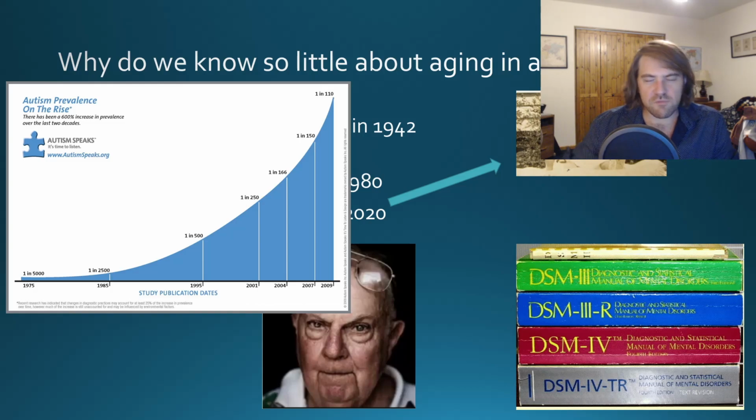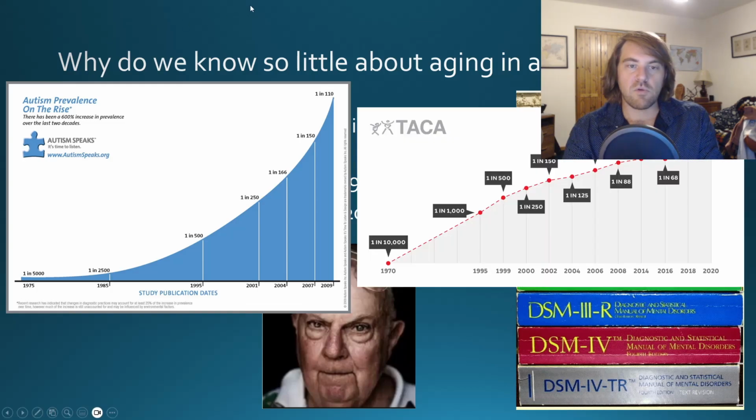And then we get to 1 in 500. And from there, it just continues to grow until the last place on this graph is 2009. It's 1 in 110 births diagnosed as having autism. So it looks like it's just going to keep growing and growing exponentially, but there's a more recent graph. Yeah, here we go.